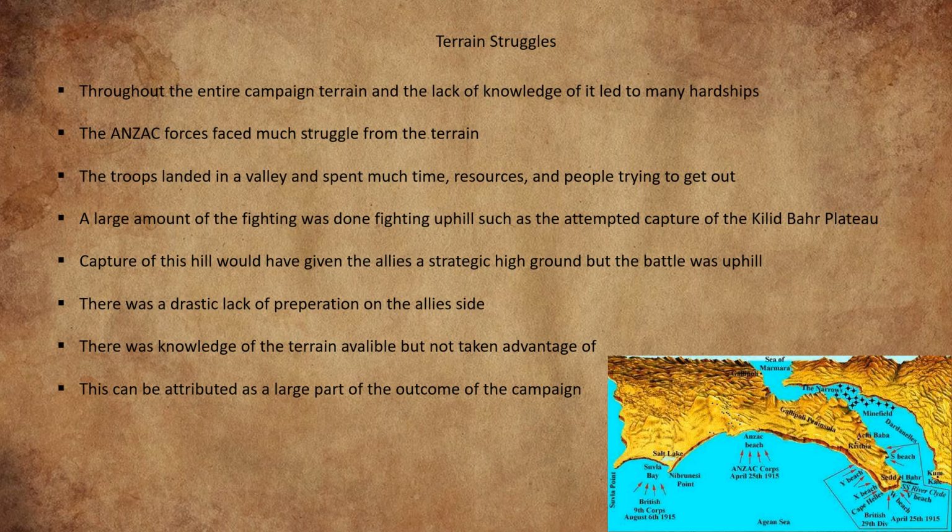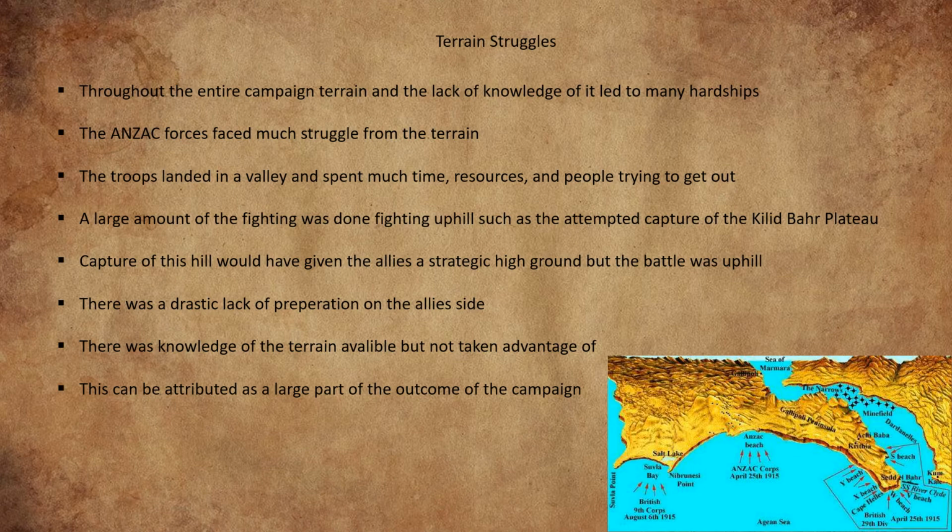Throughout the entire campaign, the terrain struggles were very hard on the Allied forces, and the lack of knowledge of the terrain led to many hardships, especially by the Anzac forces, which faced much struggle from the terrain because they had landed in the cove and valley and spent much time, resources, and lives trying to get out of the valley. Because as you can see in the picture in the bottom right, they landed in the middle, which is labeled Anzac Beach, which is what it's called today because of the loss of life.